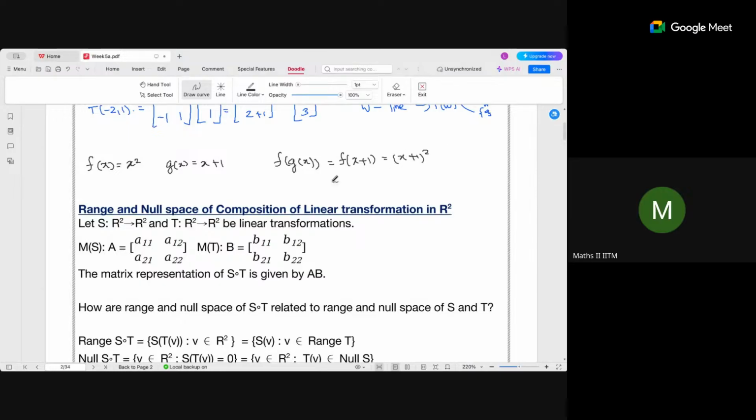Correct. Now what is g of f of x? First we write f of x, which is x squared. Then we put that value in g of x, which will be x squared plus 1. So in general, this is how we do the composition of functions. Now, how do you do the composition of linear transformations?